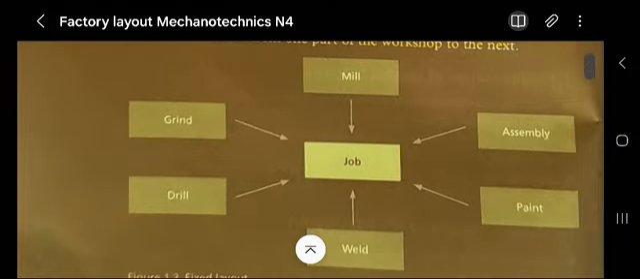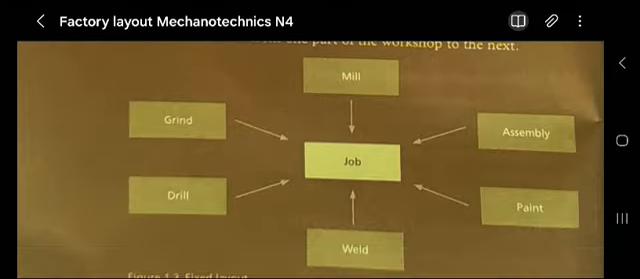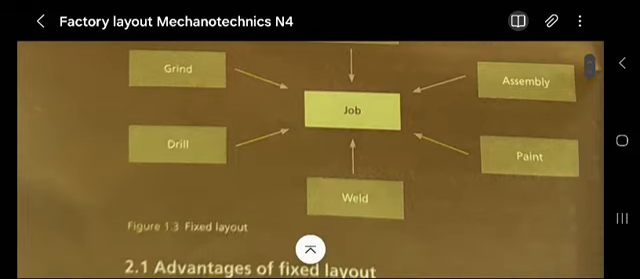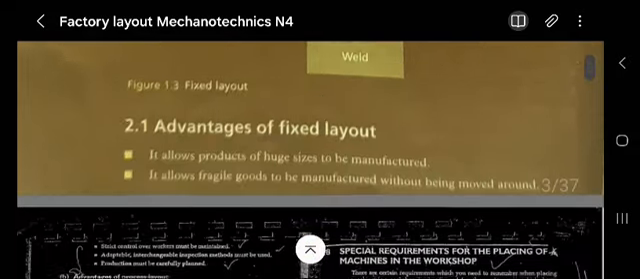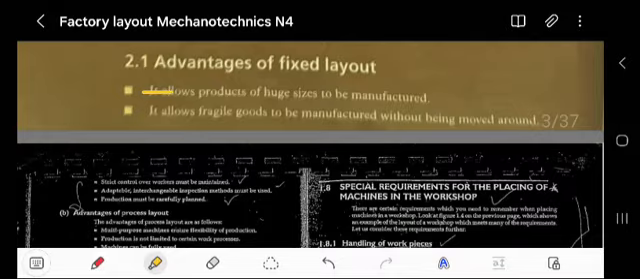As you can see, here we have our job. Some are milling, grinding, drilling, plant assembly. Then the other one is welding. All of this is needed. Then the advantage of a fixed layout: it allows products of huge size to be manufactured.